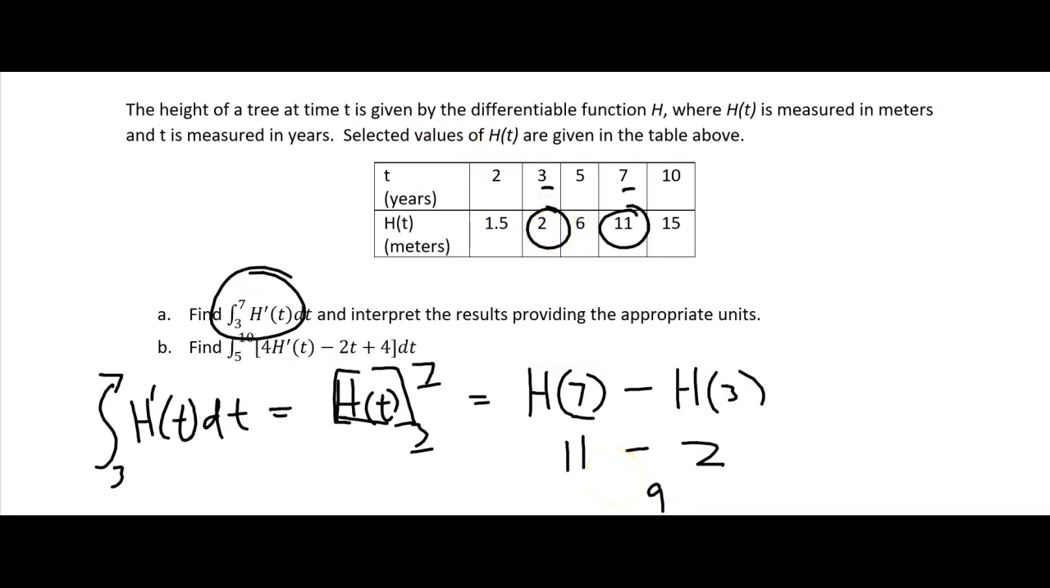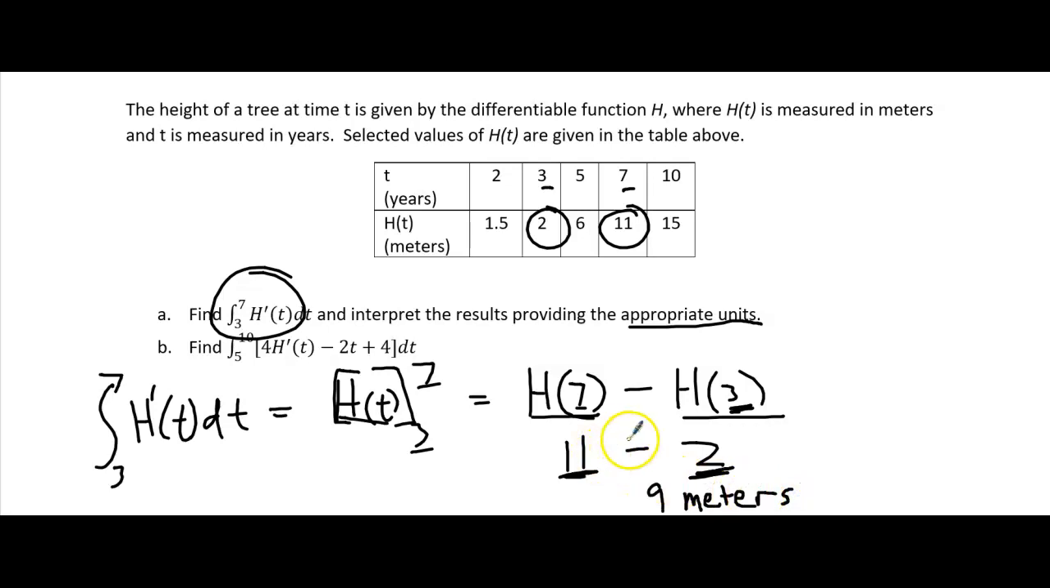Let's go ahead and move on to understanding what our units are for this. Well, this is an h value, and this is an h value. So basically, this is the height of the tree in year 7, and this is the height of the tree in year 3. So if I took its height in year 7 and subtracted from it its height in year 3, that tells me that the total height has changed by 9 meters. So the units are meters here. It's whatever the h units are.